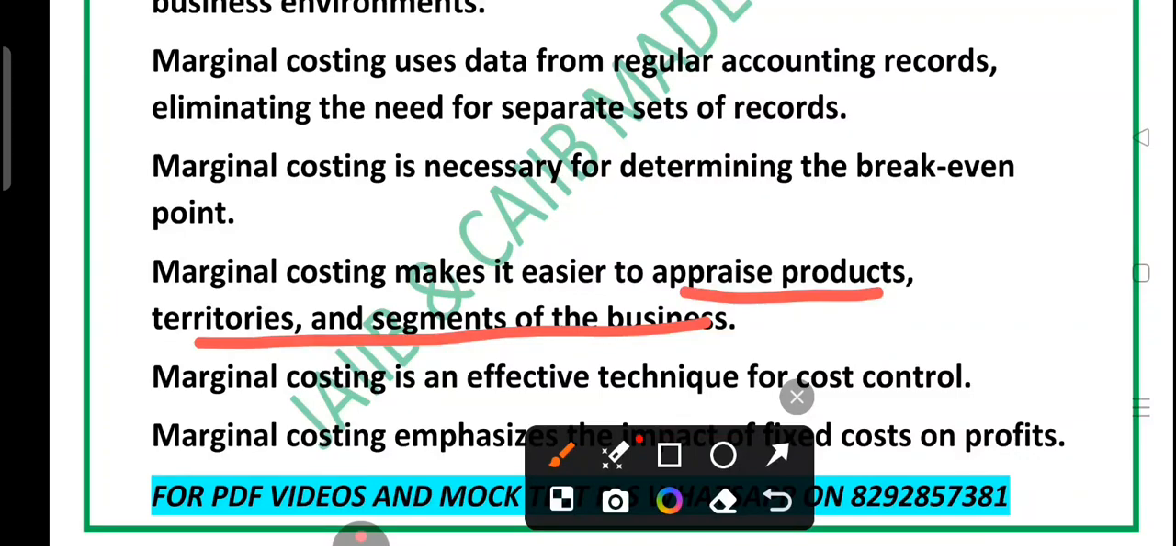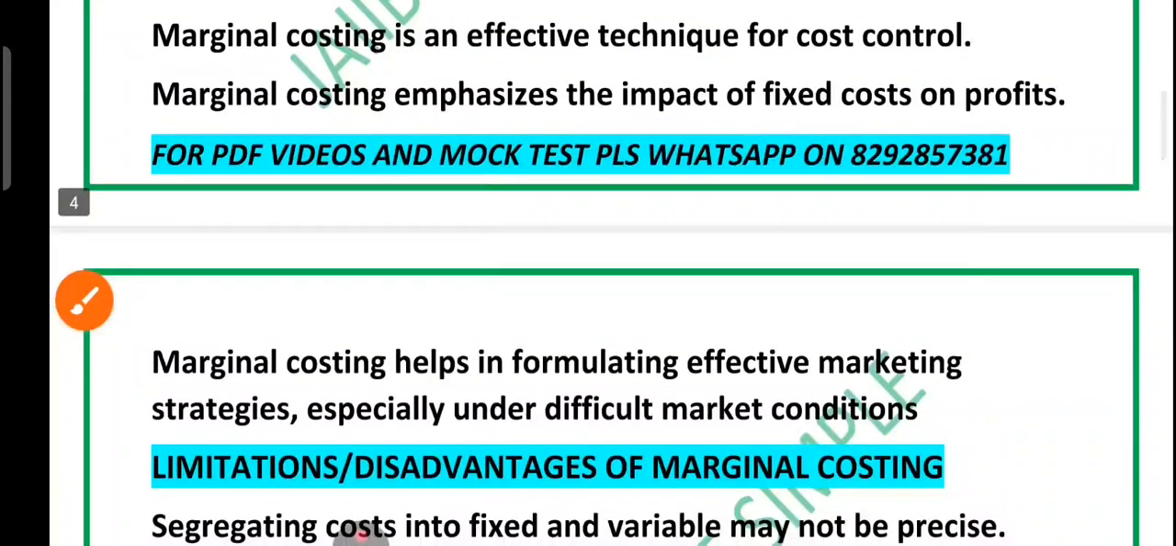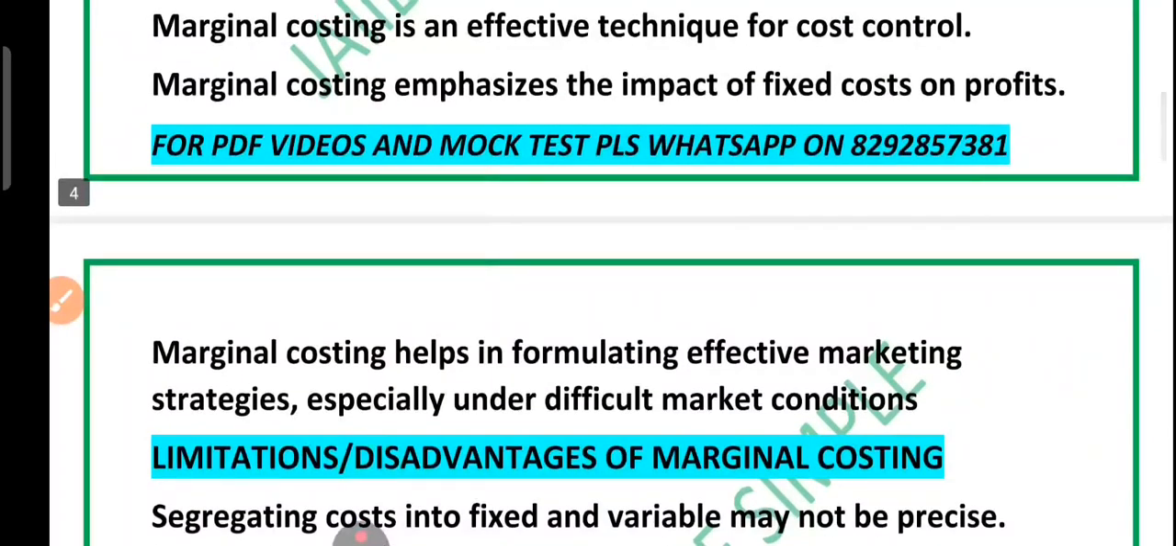Then, a strong tool for cost control. Managers can see where costs are rising, especially variable cost, and take action very quickly. That is why marginal costing is seen as an effective cost control technique, right? Then the next point is it shows the role of fixed cost in profit. It shows the impact of fixed costs. What is the impact of fixed cost on profit?